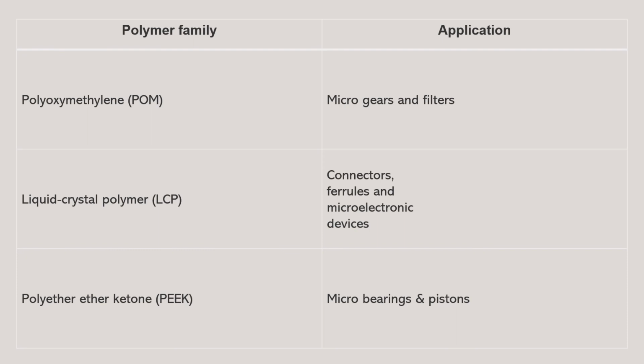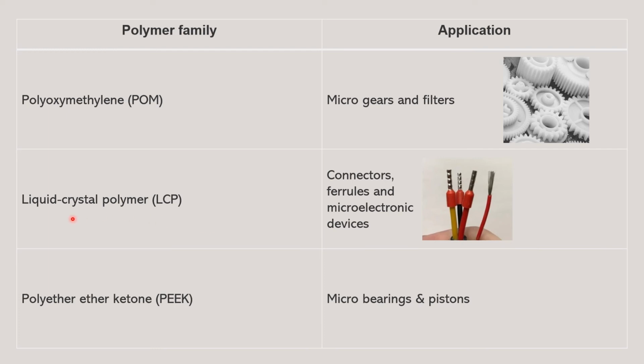Alright, so basically there are a lot of applications of micro injection molding. Most of them are used in electrical sectors and some of them are also used in the medical sector. So let's go to the first polymer family, which is the material used in micro injection molding, polyoxymethylene or POM. It is used for micro gears and also filters. Okay, here as you can see is the micro gears.